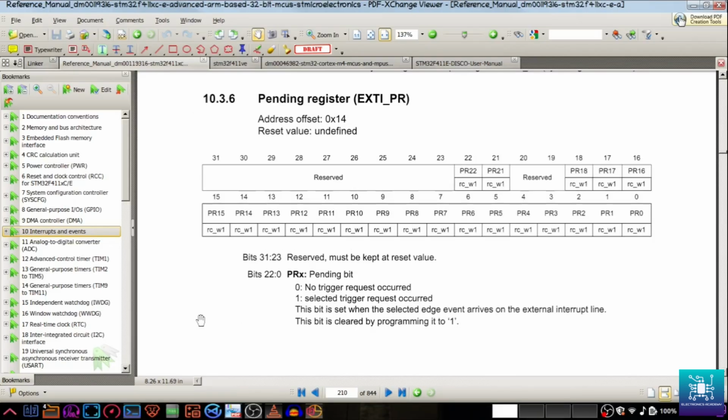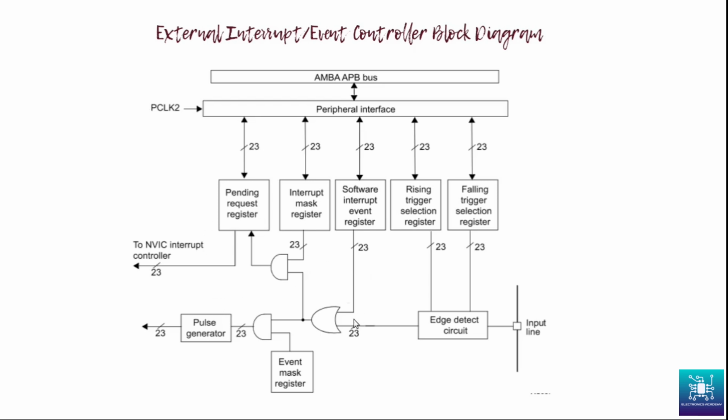Now coming to the pending register. Whenever an external IRQ is triggered using either software or hardware, the pending register is enabled. But the pending register is not enabled for events. If we look at the block diagram for the controller again, we will understand what we are discussing here. If an event is generated, it goes through this path, so it does not set the pending request register.